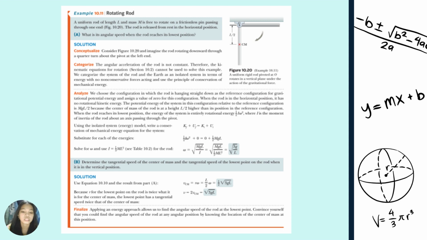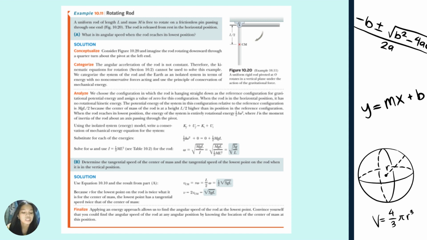For the rod, see Table 10.2. It becomes one half I omega squared plus 0 equals 0 plus one half mgL. So the solution is omega equals the square root of mgL over I, then equals the square root of mgL over one third mL squared, equals the square root of 3g over L.